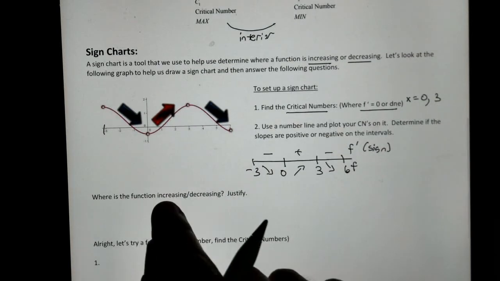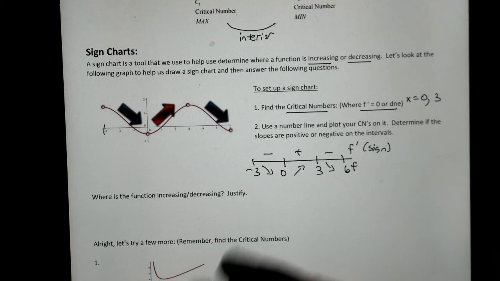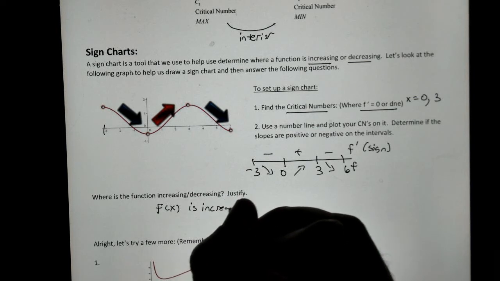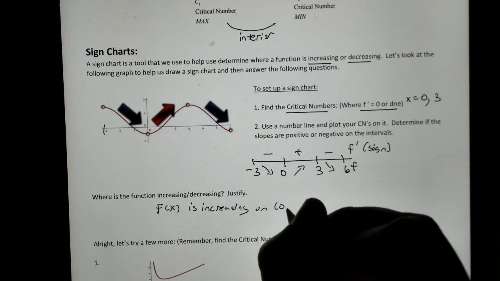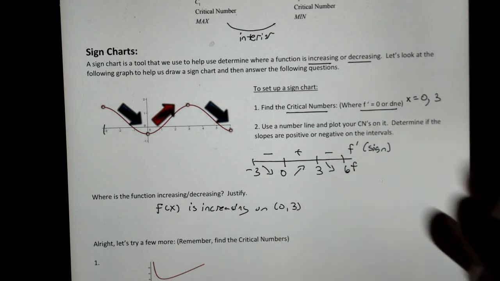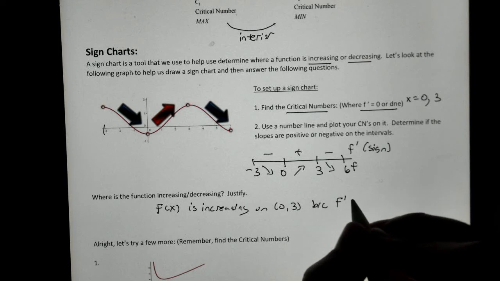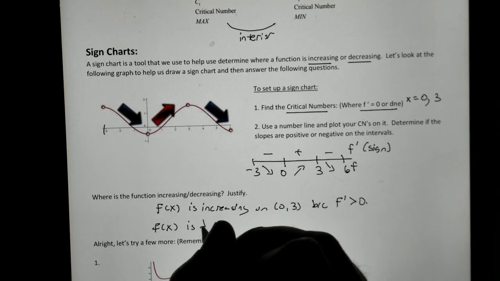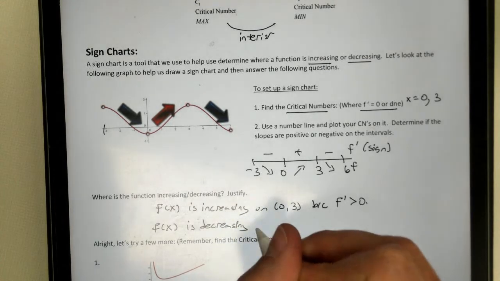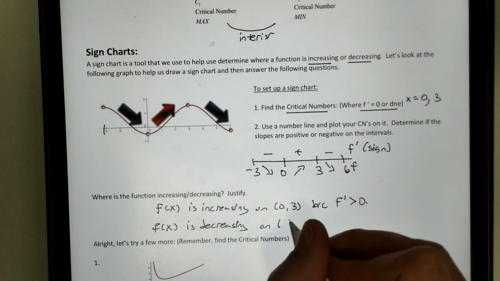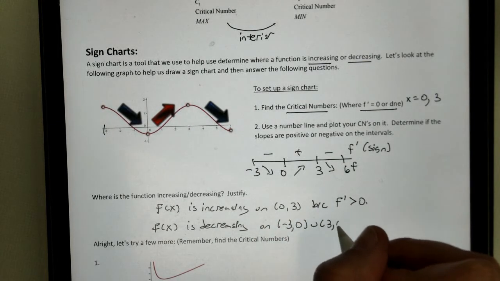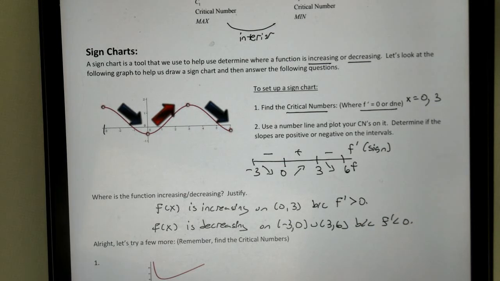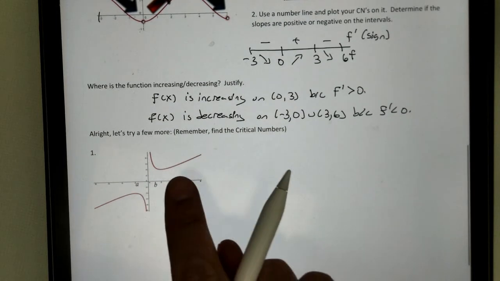Now, we want to know where the function is increasing or decreasing, so now we can answer this. We can say that the function f of x is increasing on the domain 0 to 3. I'm going up on 0 to 3, and the reason why is that our derivative is greater than 0. Where is this decreasing? F of x is decreasing on two domains, -3 to 0 or 3 to 6. And that is because the derivative is less than 0. And there's our answers. So you go ahead and try this one.